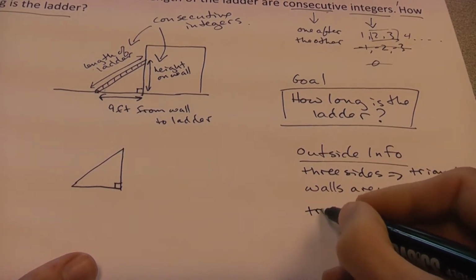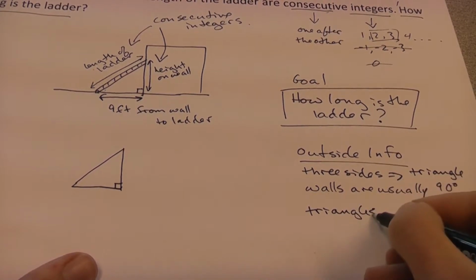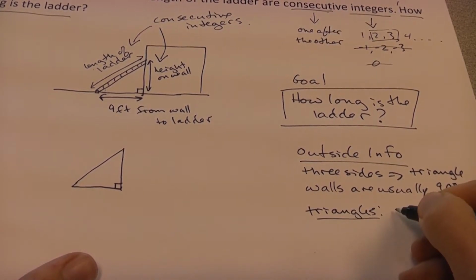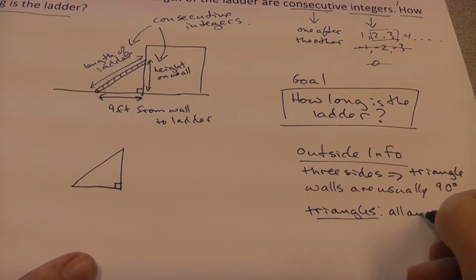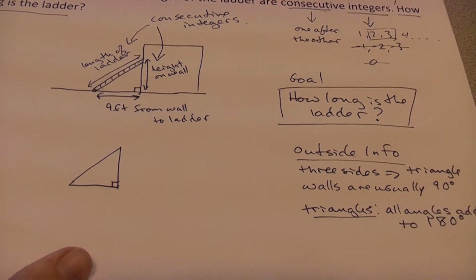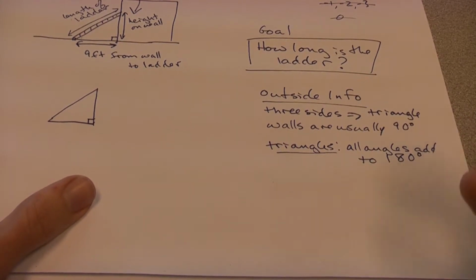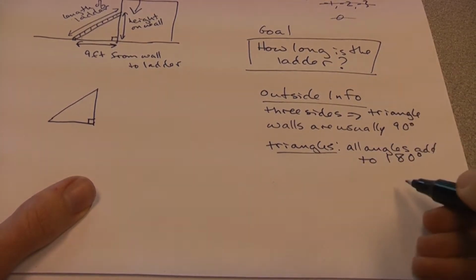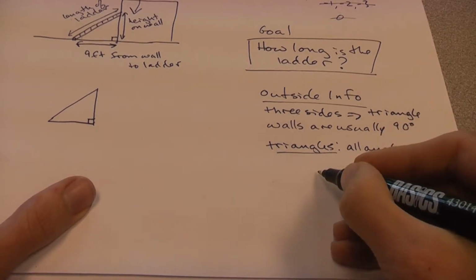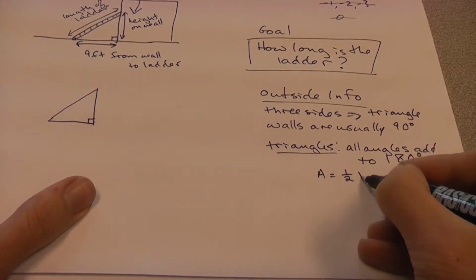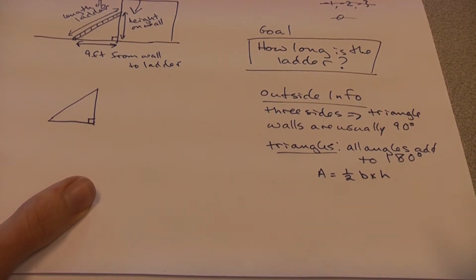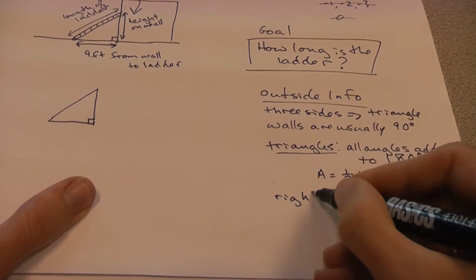We know that triangles have all angles add to 180 degrees. And we may or may not need this information, but this is doing sort of what I would call looking into our mathematical toolbox. What tools and information do we have available to us that we could use? We may or may not want to, but we want to know what's available. So we know that. We also know perhaps that area equals 1/2 base times height. Specifically right-angled triangles.